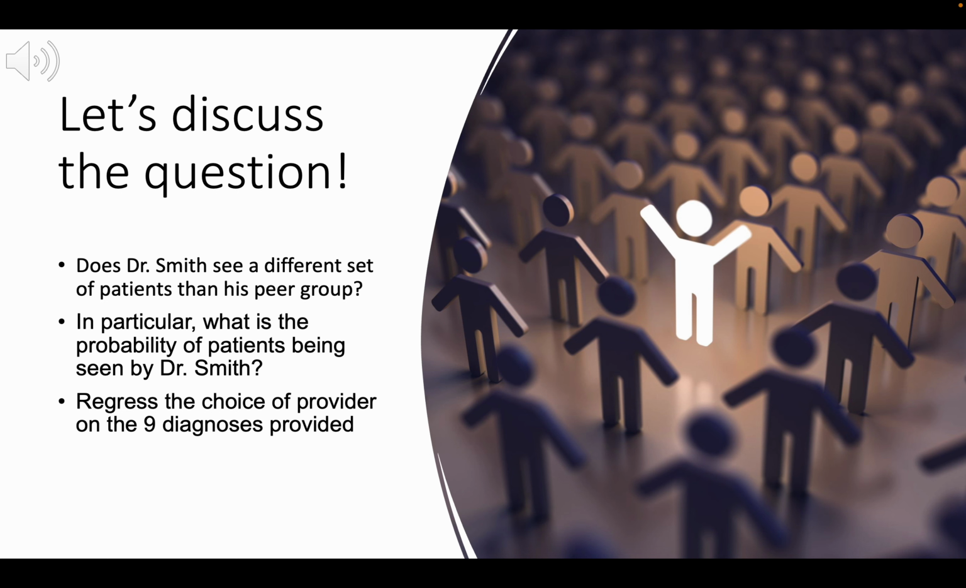The next part, in particular, what is the probability of patients being seen by Dr. Smith? Based off the probability graph we created earlier, the probability of patients seen by Dr. Smith is 60%, and for the other clinicians, it's 40%.